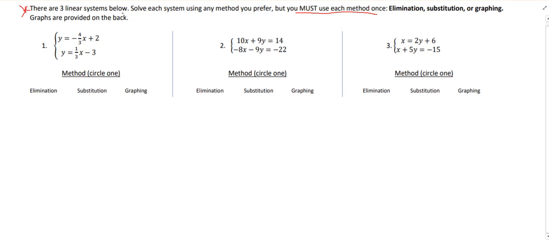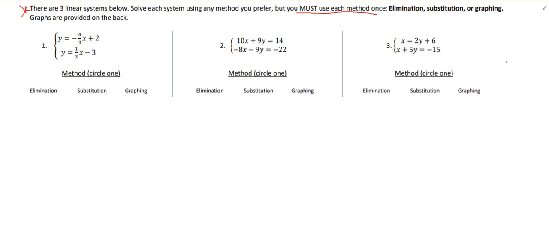So one of these is going to be elimination, one is substitution, one is graphing. You theoretically could solve any of them with any way, but depending on how you see the system, they might be more well suited to a specific strategy.